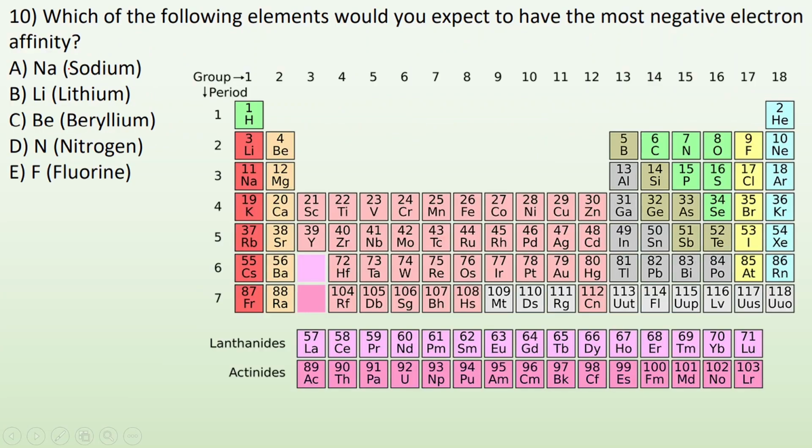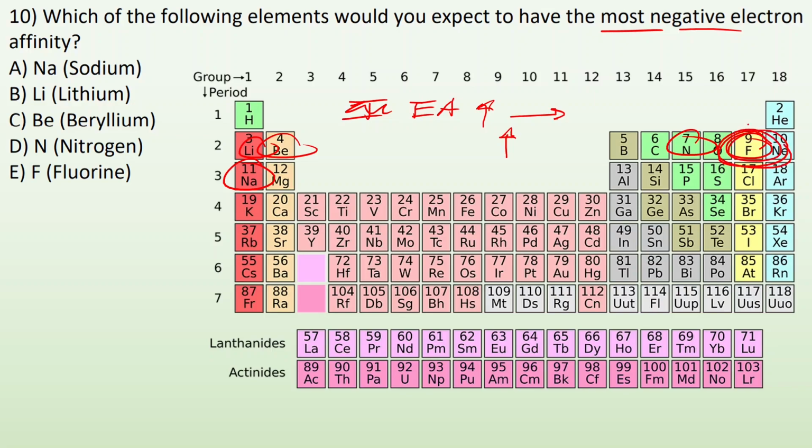All right. Which of the following elements would you expect to have the most negative electron affinity? So when atoms gain electrons, they release energy. Which one of these will release the most energy? Well, let's see. We got sodium, lithium, beryllium, nitrogen, and fluorine. So ionization energy... Oh, I'm sorry. No, electron affinity becomes more negative as you go left to right and towards bottom to top. So which one of these options would it be? Definitely has to be fluorine, right? Fluorine's going to have the most negative electron affinity out of those options.